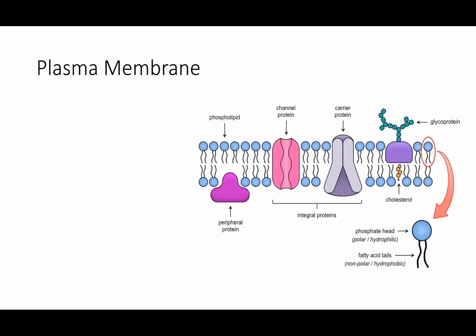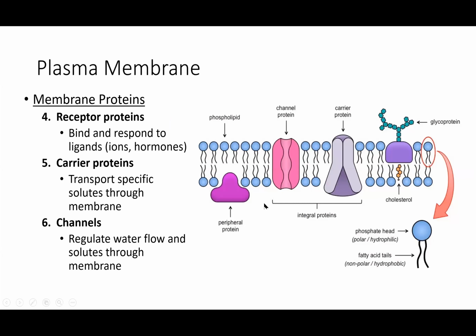Okay, so more on these proteins, more classes. You have receptor proteins, and these bind to ligands, which examples would be ions or hormones. And when ligand binds to it, it causes a change, a reaction. So it responds to them.